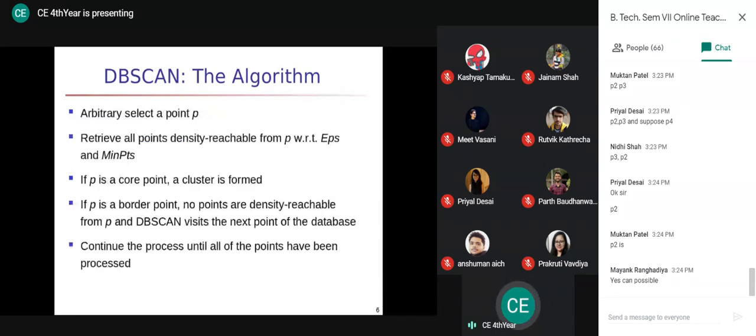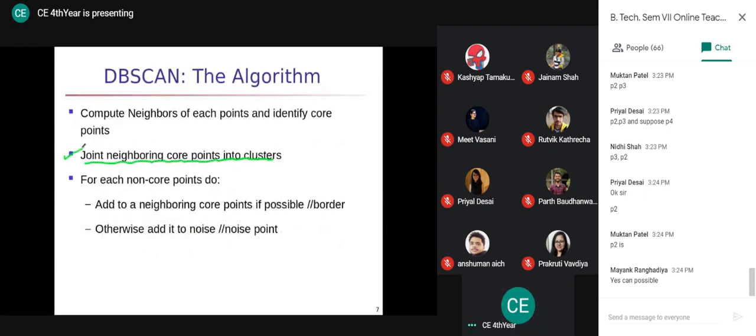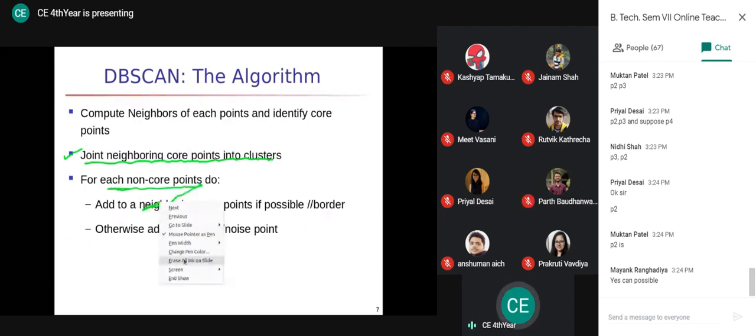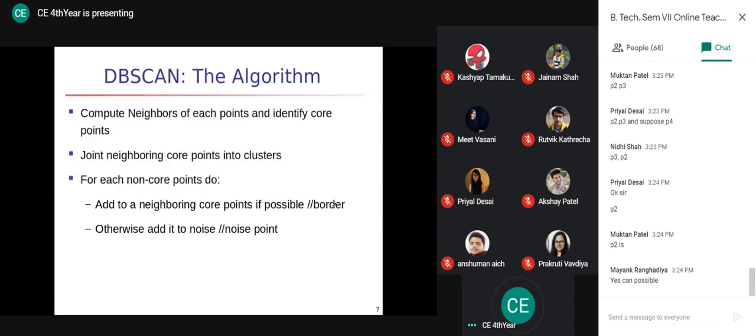If you just see the previous slide, over here we have used the term density reachable. If you recall the density reachable definition, it is nothing but it just represents this second point. And for each non-core point, either it can be a border point. If it is a border point, once again we'll include it in the cluster, or it can be a noise point. If it is a noise point, we'll not consider it as part of a cluster and we'll label it as noise.